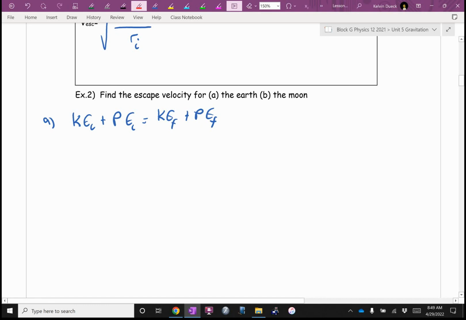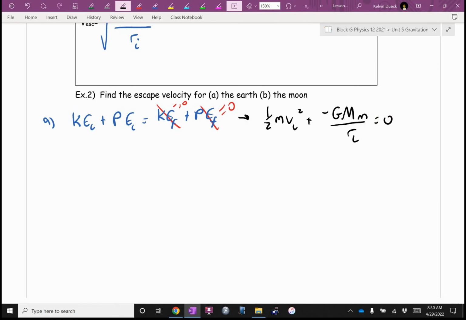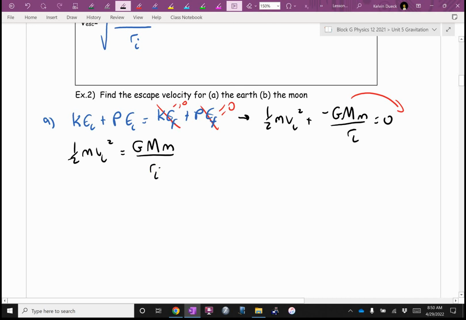And we have this weird situation, Sarah, where my KE final is 0 and my PE final is 0. And I end up with a half m v initial squared plus negative big G big M little m over R initial equals 0. Then I choose to plus that negative term over, makes it way prettier. I get a half little m v initial squared equals big G big M little m over R initial. Ha ha! I smile, Garrett, and say, little m cancels, always a bonus. And I have just rederived the escape speed equation, times by 2, square root.